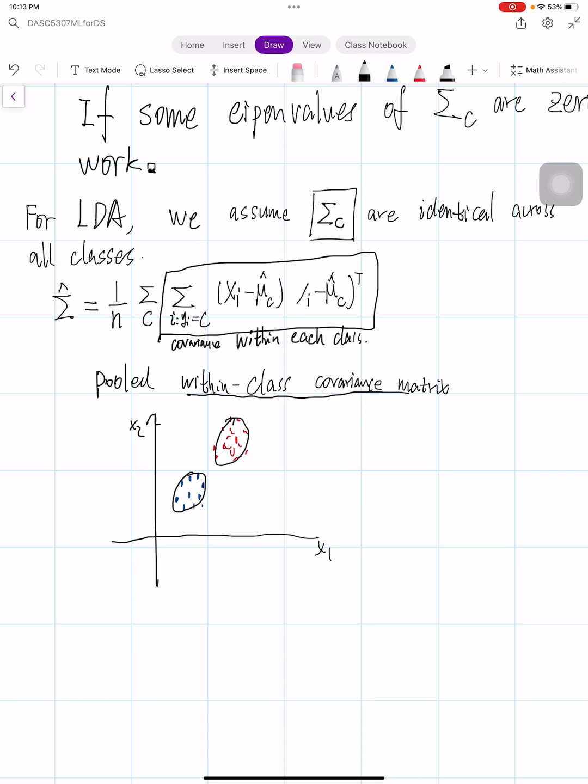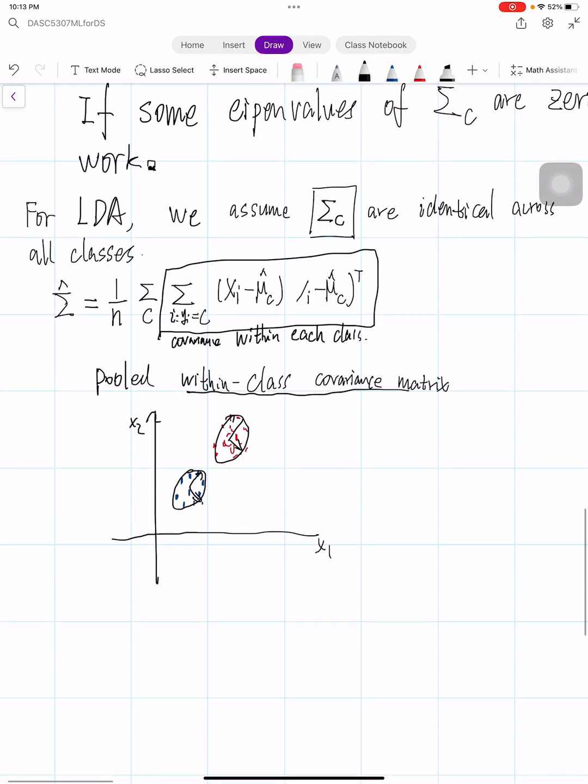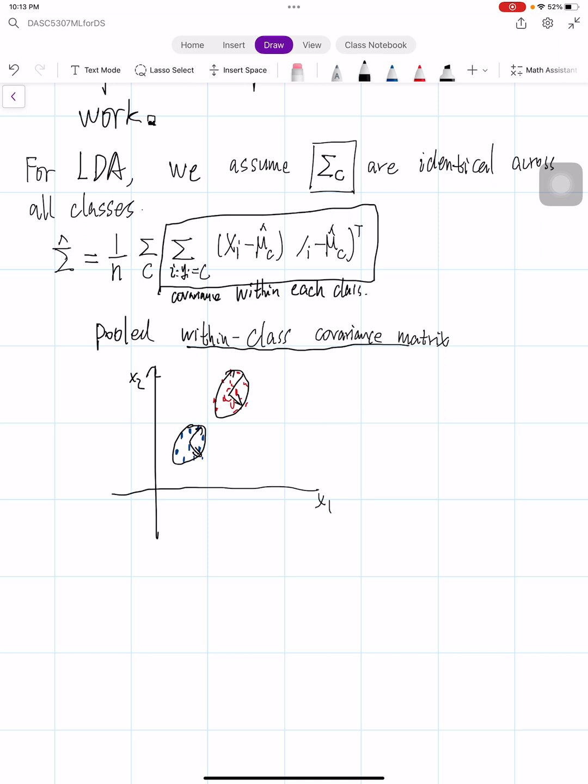Then you find this within each class and pool them together. You have the first variance covariance, the second variance covariance, you put them together and take the average. Usually this has better precision than the first one. In LDA, because we assume there is only one sigma variance covariance matrix, this is the formula we use. I will continue in the next video.